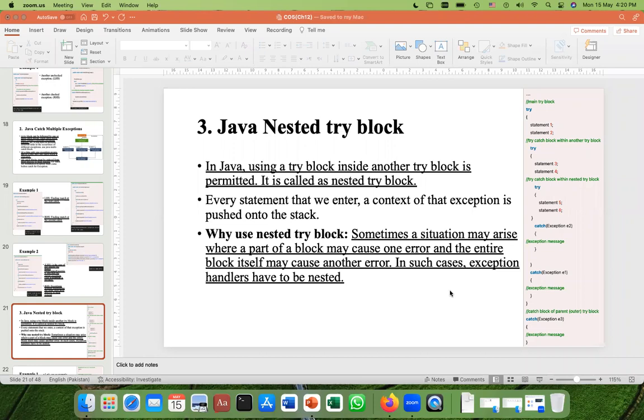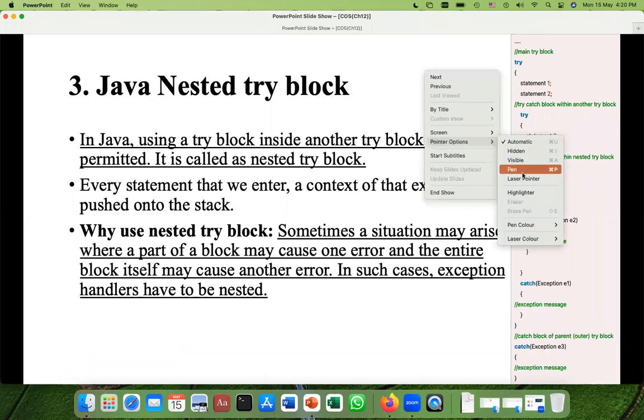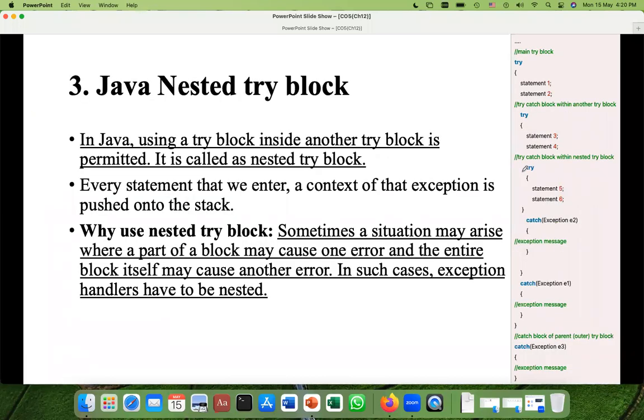So I think now let's start with this one. We will not study too much today, maybe a little bit. This is the topic which is highlighted by Ahmed that I have to start from here, Java nested try blocks.